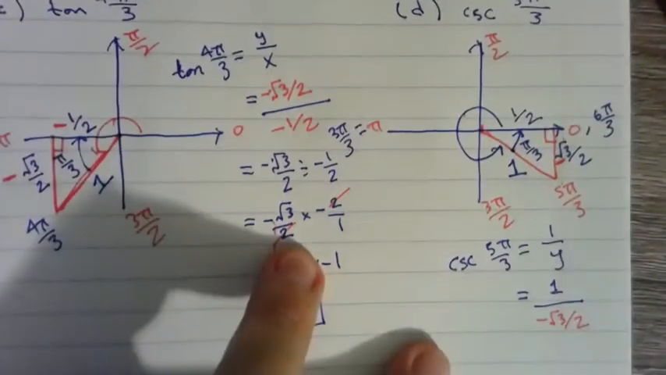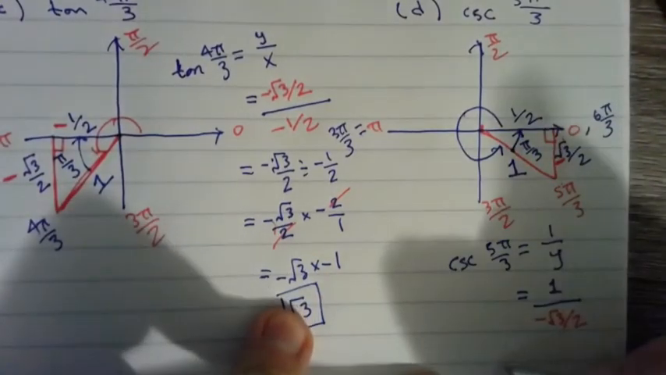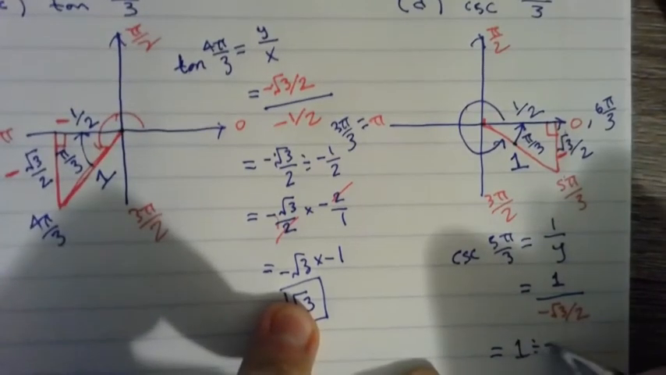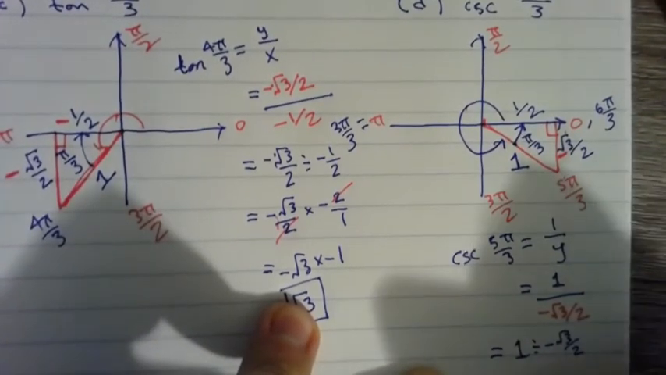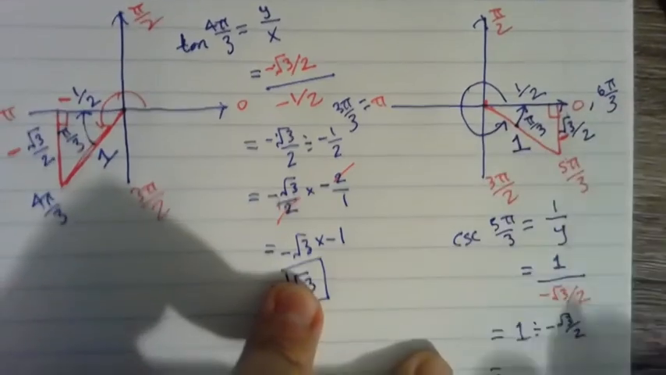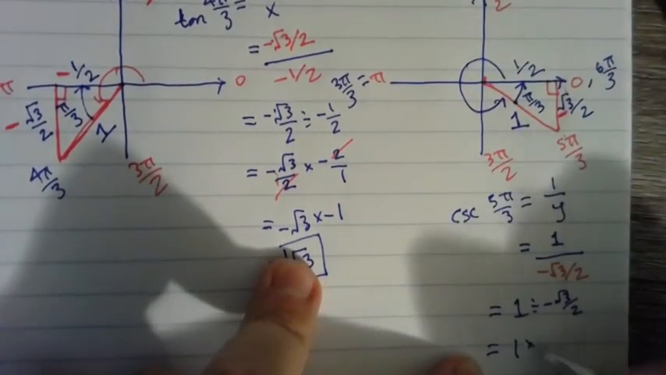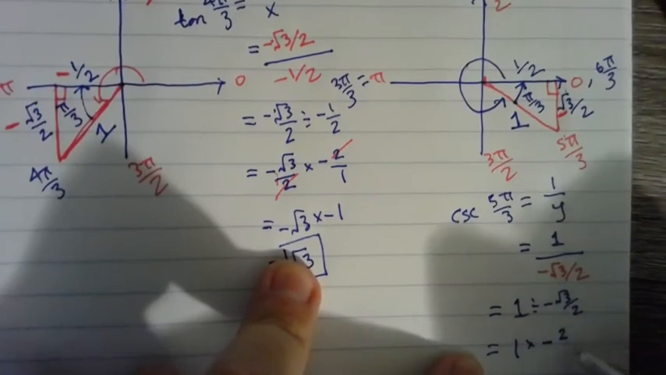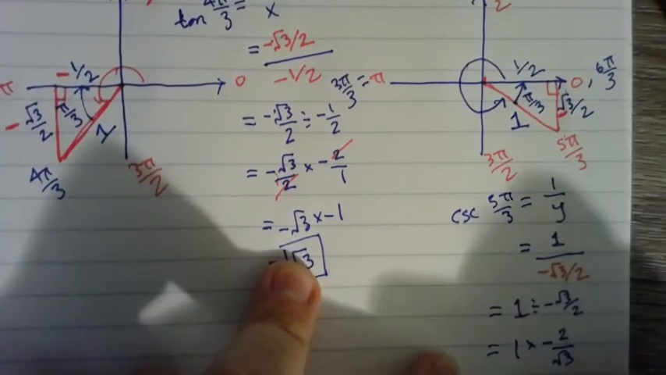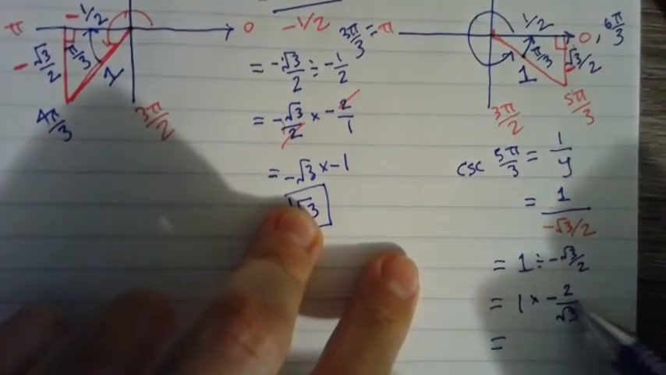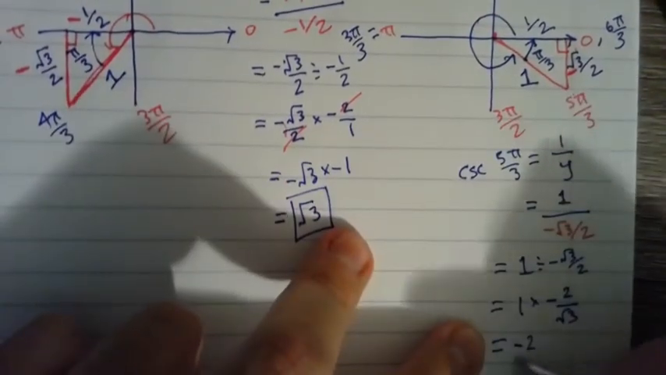And then, move this up. You know that this is the same thing as 1 divided by negative square root of 3 over 2. Again, you do the reciprocal. So again, scroll this up right here. And it should give you 1 times negative 2 all over square root of 3. But since we really don't leave square roots at the bottom, you get negative 2 all over square root of 3.